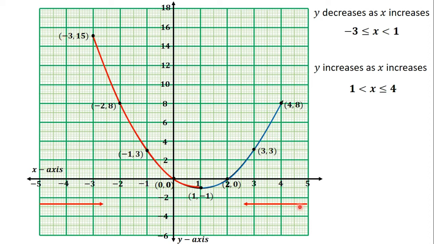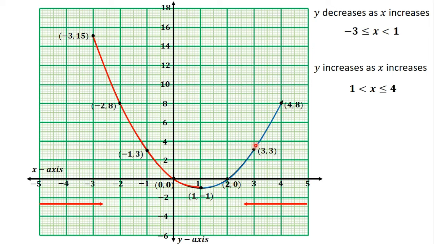So as we move from right to left, the x-coordinates decreases. As we move from left to right, the x-coordinate increases. But as we move from right to left, the x-coordinates decreases. But as the x-coordinate decreases, let's look at what happens to the y-coordinates. The y-coordinate here is 8. The y-coordinate here is 3. The y-coordinate here is 0. The y-coordinate here is -1.